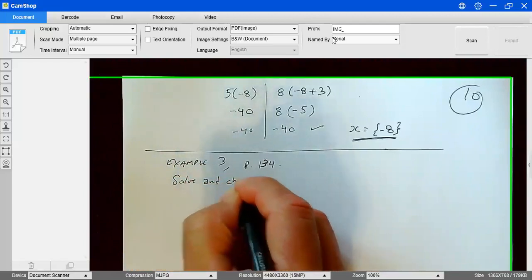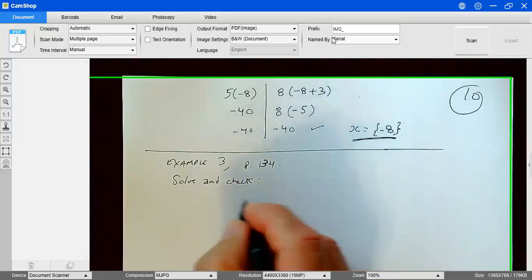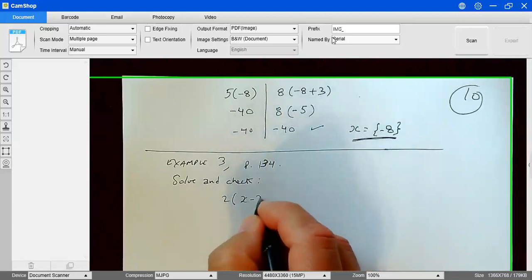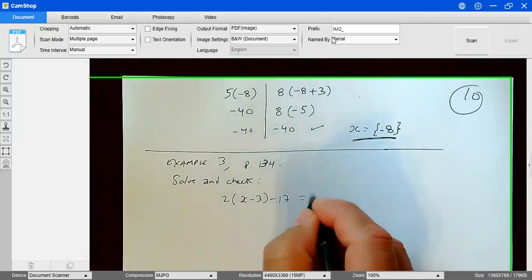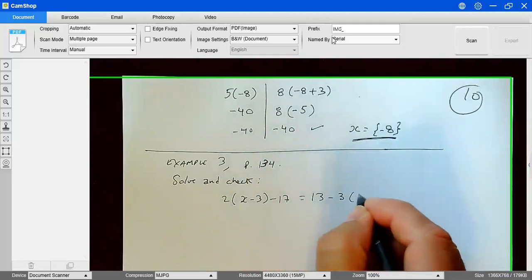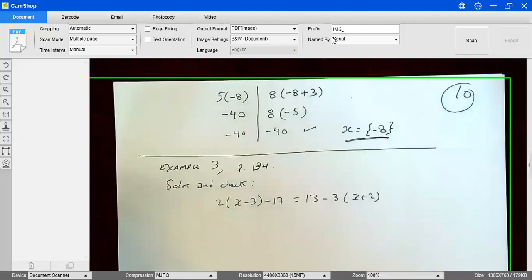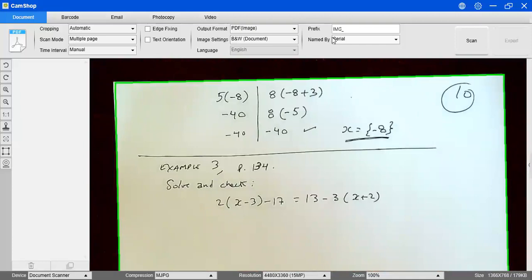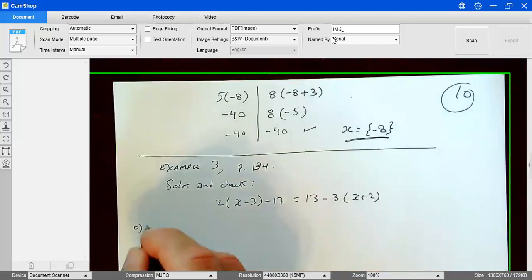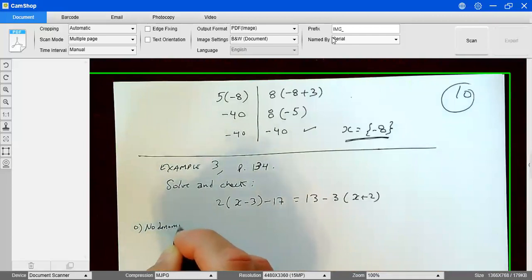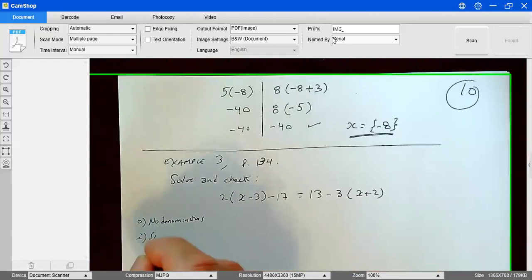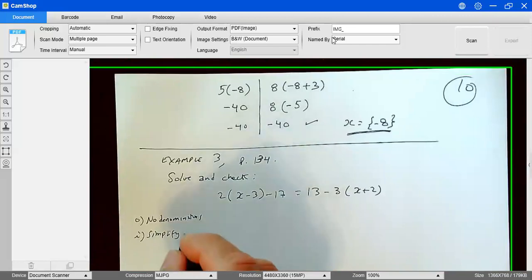Solve and check. So we have 2 times x minus 3 minus 17 equals 13 minus 3 times x plus 2. So this is on page 134. So let's start with the first: no denominators. Perfect. No denominators. So we're going to simplify each side.